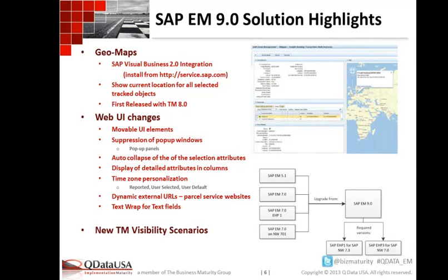Display of detailed attributes in columns. So this is another one where we used to have to fiddle around with joining two attributes together or just giving the icon name. Now you can actually join them, have the icon and the meaning right next to each other in the same field, which is good.